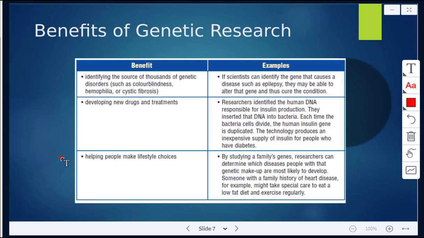Another benefit is helping people make lifestyle choices. So by studying a family's genes, the scientists can determine which diseases people with that DNA are most likely to develop. So if there's a family history of heart disease, then this person might take special care to eat a low-fat diet and exercise regularly.